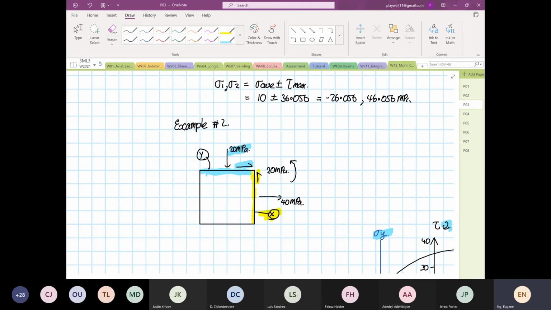We do 3D Mohr circle. 3D Mohr circle is just three circles, not a sphere. Not a ball. We're not going to draw a ball. Don't be too excited.